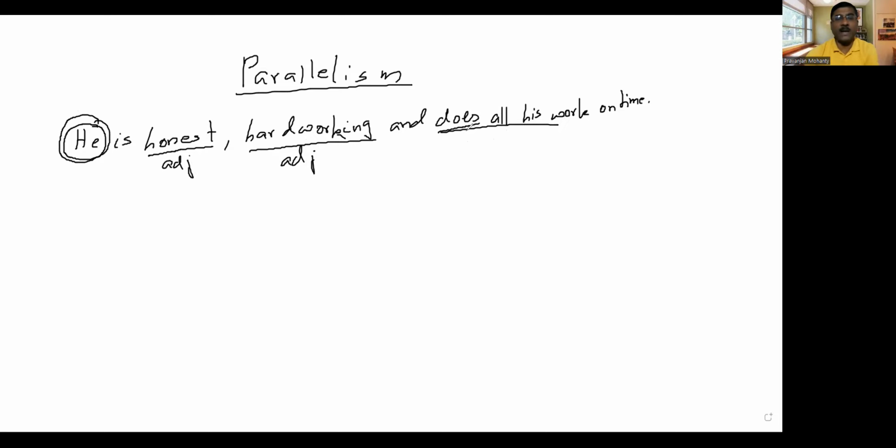So in order to make it parallel, instead of does all his work on time, we can find a word for that, and that is punctual. We'll use the word punctual. Now that becomes an adjective, and then only we can say the sentence is parallel, because we are describing a person, he, and we are using all three adjectives in the same form, that is honest, hardworking, and punctual. Then only it becomes parallel. Right? Let's see one more.